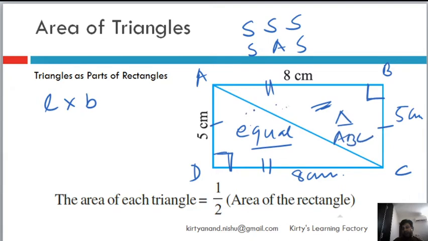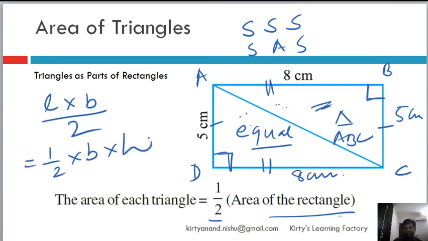Because these two are equal parts of the rectangle, the area of the triangle will be length into breadth, which is the area of the rectangle, half of it. And that's what the area of each triangle is, half the area of the rectangle, which basically is half into base into height. If you remember, I told you that half into what is the length.